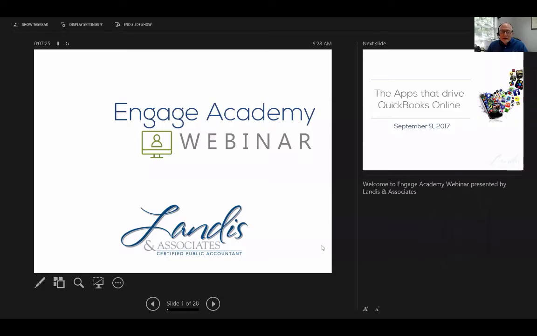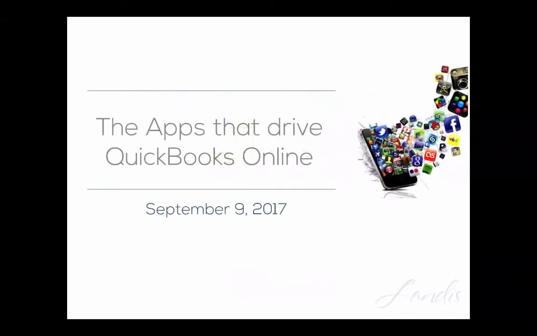What we're going to be talking about today is the apps. I'll share my screen here. The apps that drive QuickBooks Online. So I'm excited to be talking about this with you today.